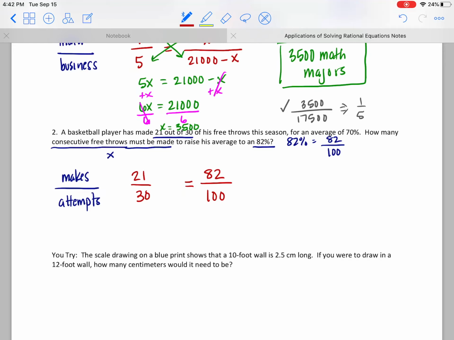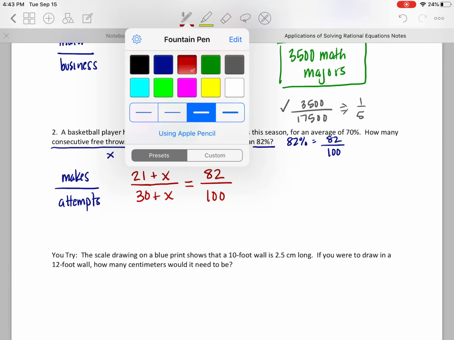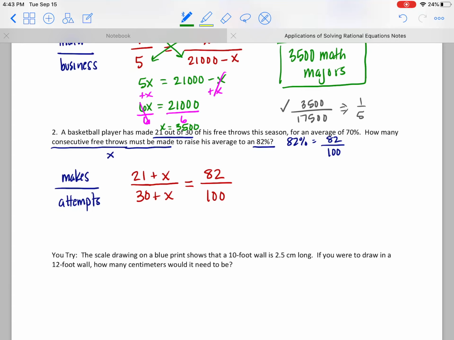So he's trying to get to this 82. And how many consecutive free throws does he have to make? So he's going to be adding X amount to the number of free throws he makes. But not only is he adding to his makes, right? In order to make those free throws, he has to also be attempting them. And he's making and attempting the same amount if they are consecutively made, if it's one after another with no misses. So we're going to add that X amount to the top and the bottom, and now we have a proportion that we can cross multiply to solve.